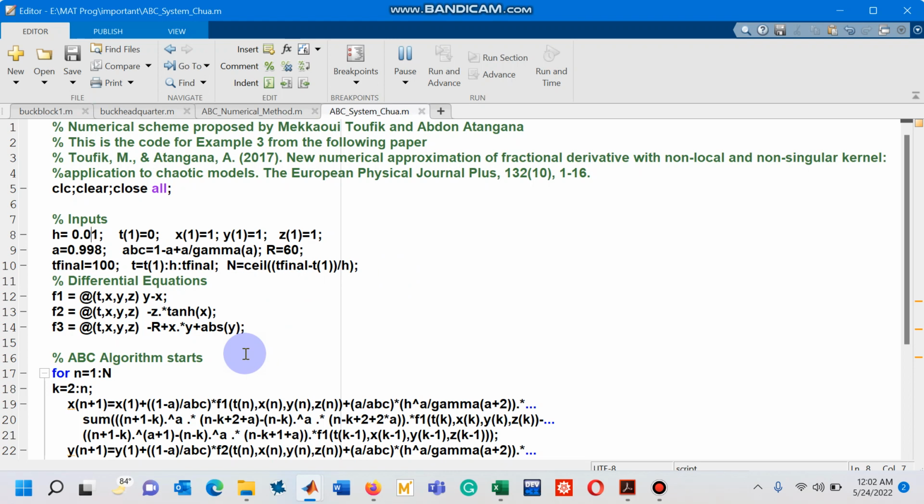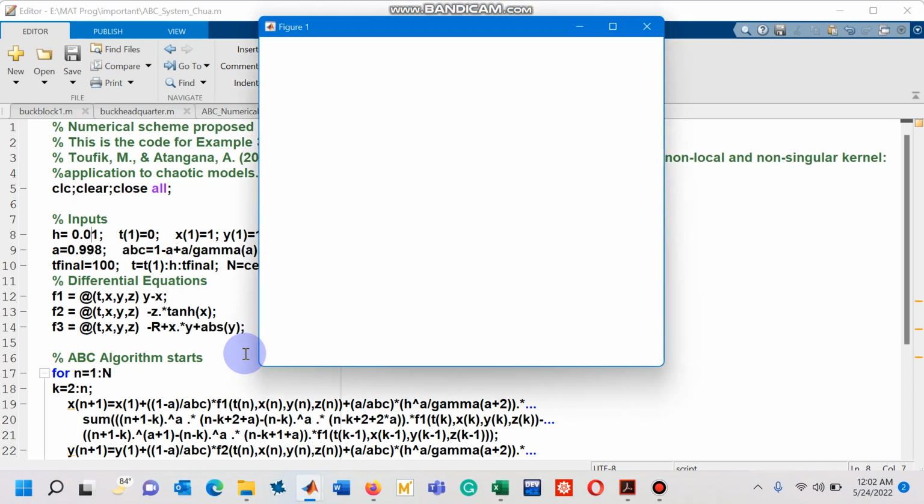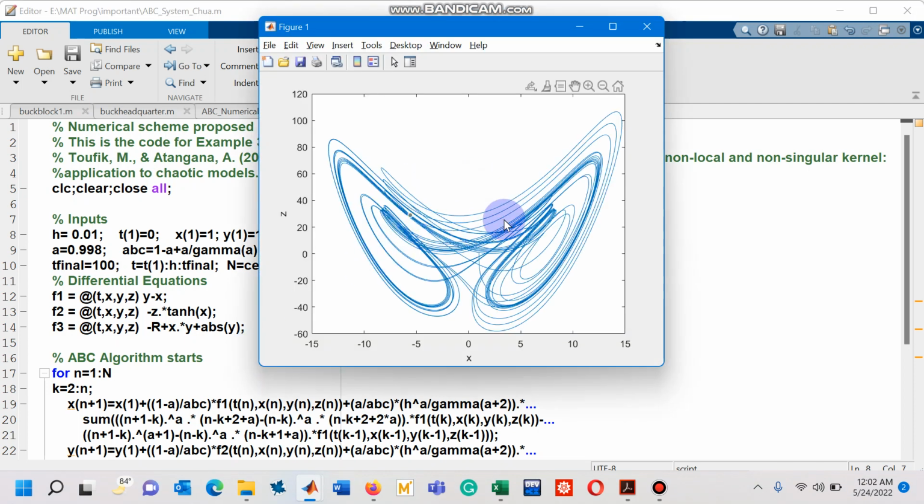So I'm still waiting to see the picture. There we go. So this is the chaotic behavior. Such kind of pictures are also shown in the research paper.